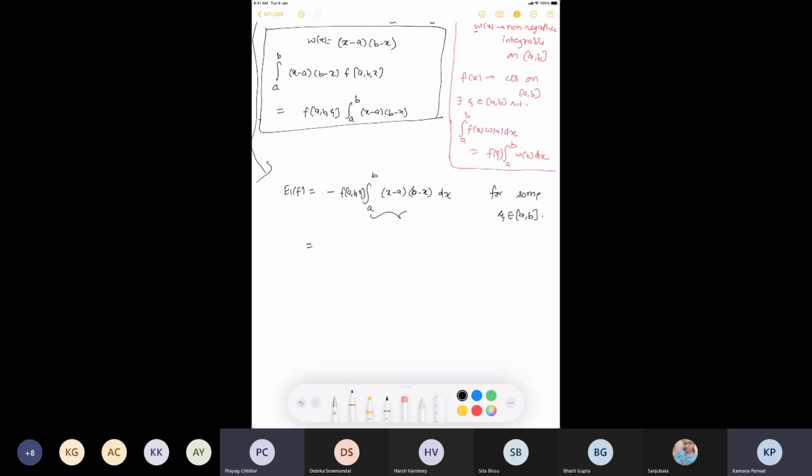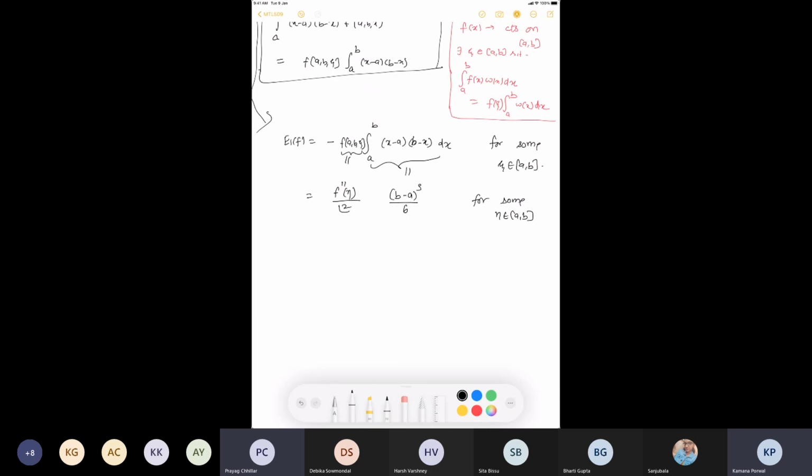Now you can simplify this. This is a quadratic polynomial, and you just have to integrate over the interval a to b. Upon integrating, we get (b minus a) cubed divided by 6. And we know there's a relation between the divided differences and the derivative, so this term is going to be the second derivative of f evaluated at some eta divided by factorial 2, for some eta in the same interval (a, b).